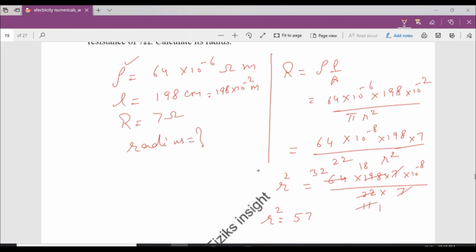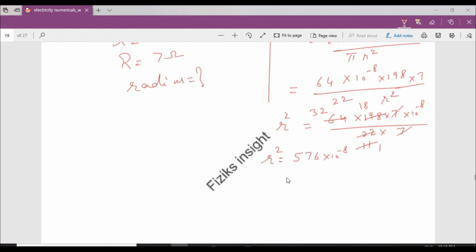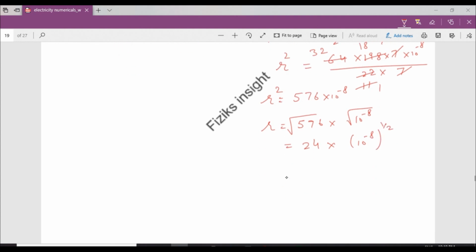R square is 576 into 10 raised to power minus 8. So this square when it goes to the other side of equal to becomes under root, that is square root of 576 into square root of 10 raised to power minus 8. So the square root of 576 is 24, and 10 raised to power minus 8 by 2, that is minus 4. So 24 into 10 raised to power minus 4. This is the value of radius in meters.